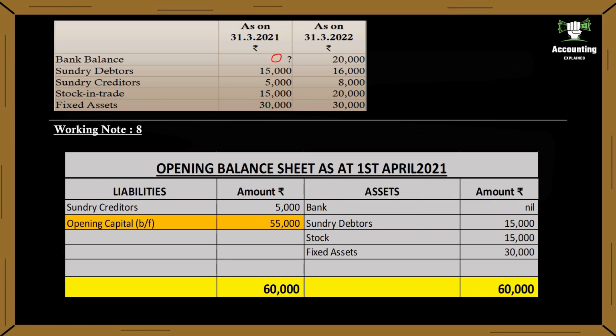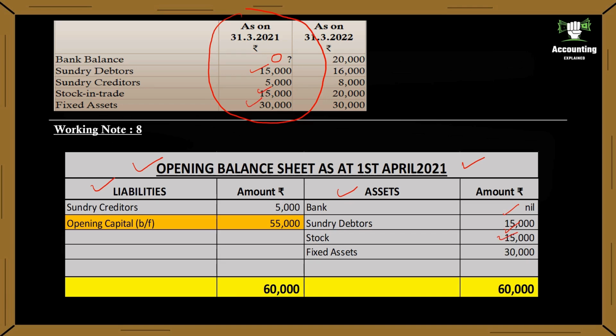So we will proceed to find out the opening capital, which is also missing. For opening capital, we have to find out the opening balance sheet as at 1st April 2021. So these are all the opening balances given in the question. The balance sheet will have liabilities on the left side and assets on the right side. Okay, so we will take the information from here. Bank is nil, 0. Sundry debtors is 15,000, take it to the asset side. Stock is 15,000, take it to the asset side.